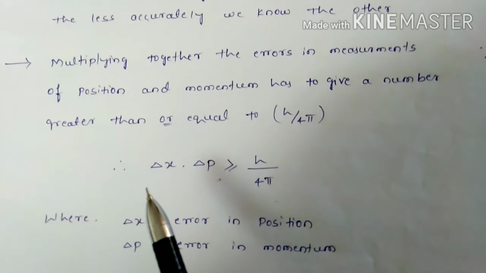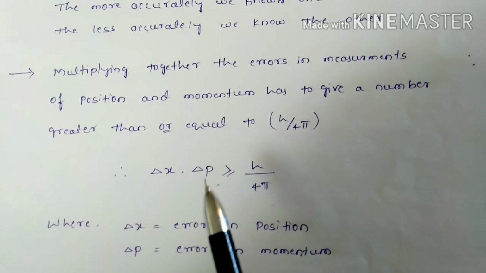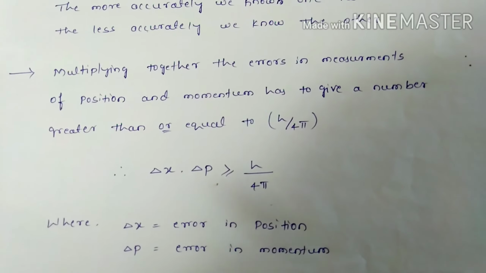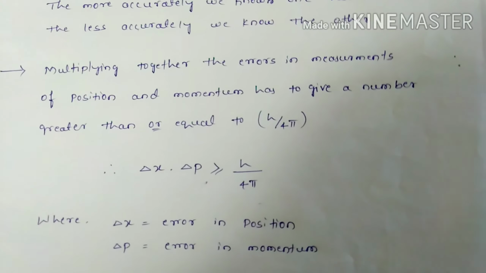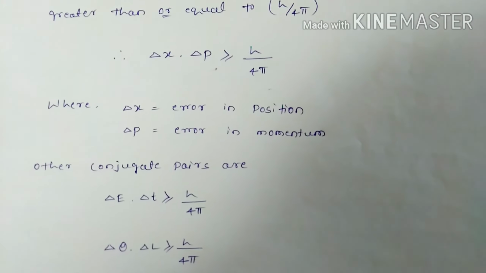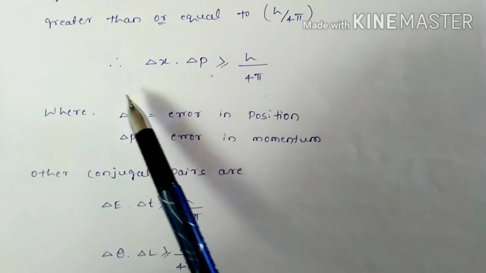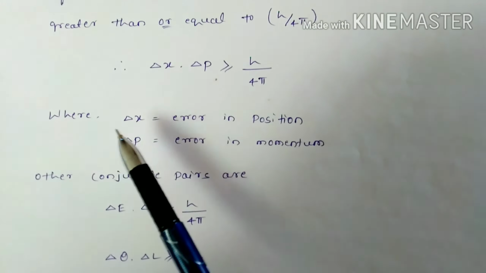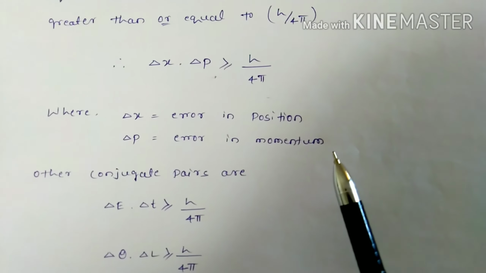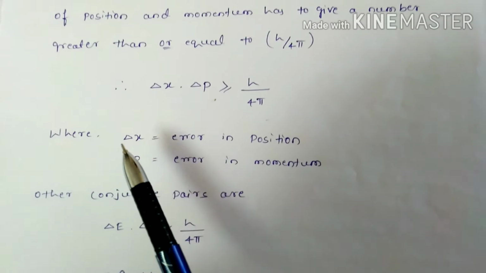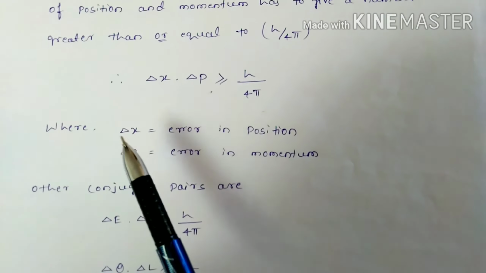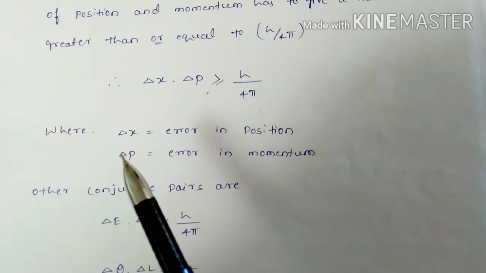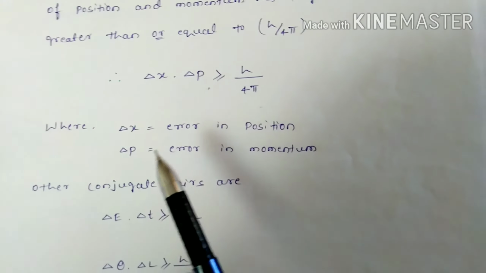So we can write delta x into delta p is greater than or equal to h divided by 4 pi, where delta x is the error in position and delta p is the error in momentum. Here delta x is not the position, it is the error in finding the position value, and delta p is not the momentum, it is the error in finding the momentum of the particle.